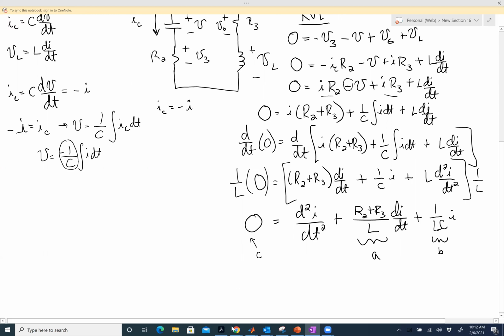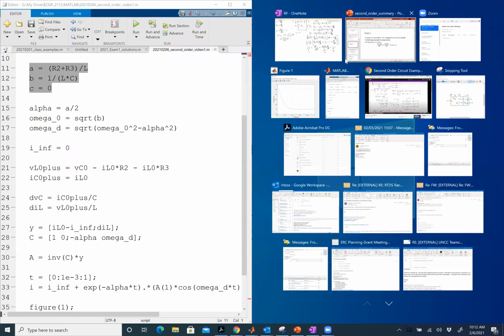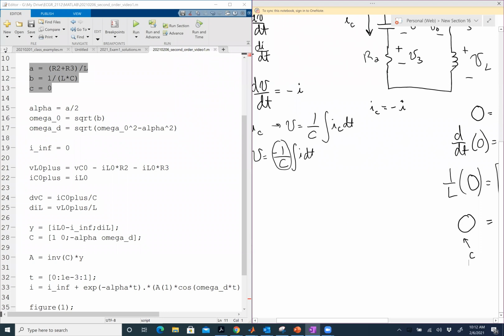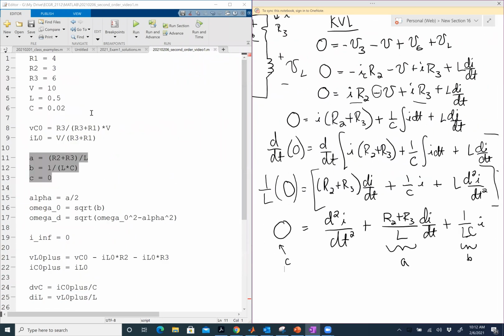So what I do here is I enter this in MATLAB. Specifically, I put in what the values are. These are all the values, and you can check those from the circuit. Then I wrote in here A equals (R2 plus R3) over L, B equals 1 over LC, and I've got everything entered.